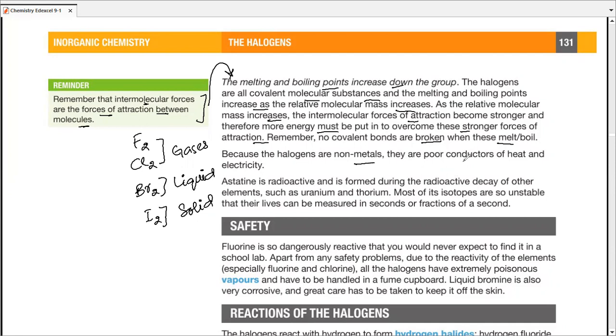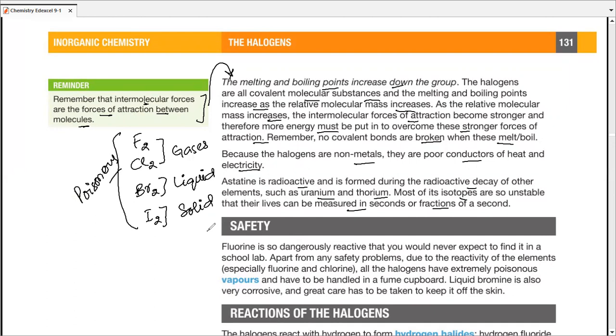Since they are non-metals, they are poor conductors of both heat and electricity. Astatine is radioactive. It is formed during the radioactive decay of famous elements such as uranium and thorium. Most of its isotopes are so unstable that their life can be measured in seconds or fractions of seconds. So that's why it's still a mystery to human beings. It decomposes so quickly that we are not able to study it in time. Now, all the halogens are extremely poisonous. They're toxic.